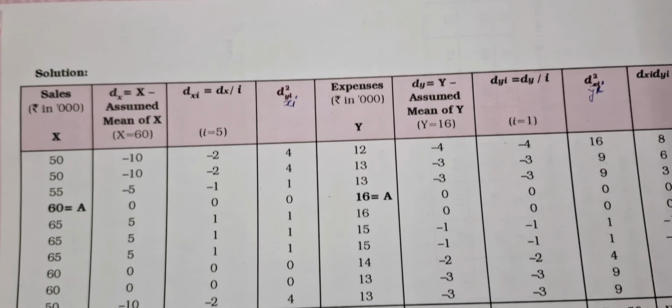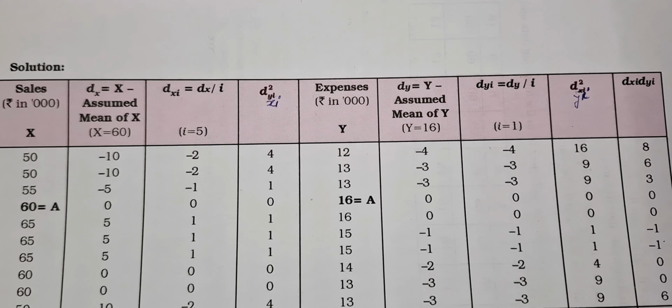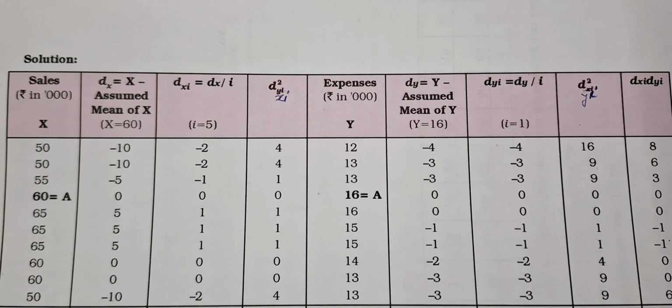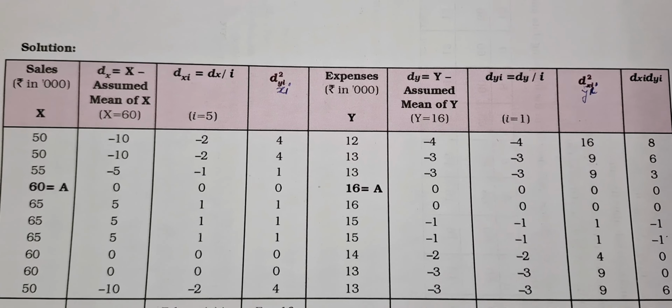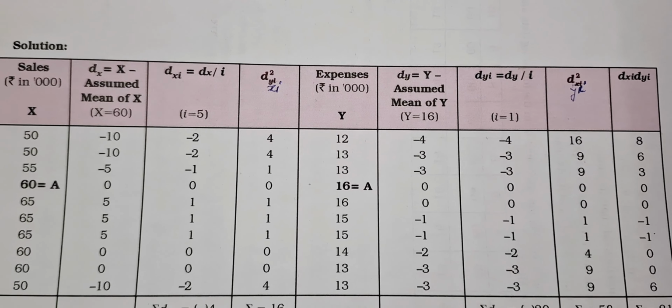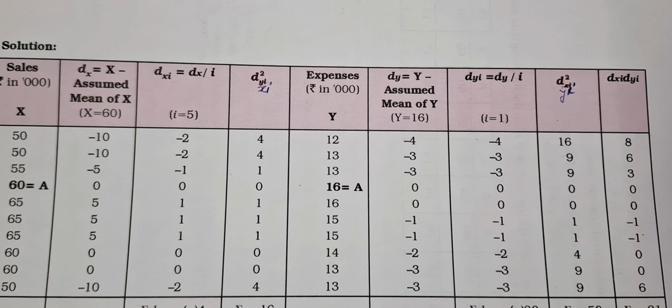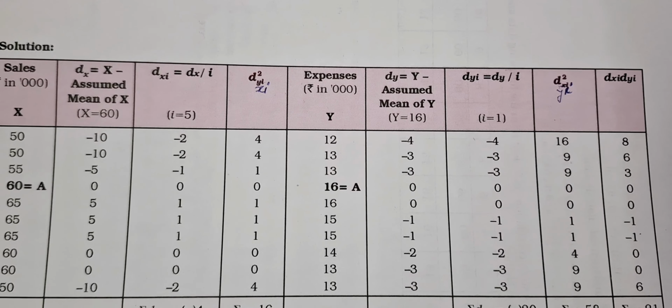Here in the fourth column, we need to find out dxi square. Not yi square. In our textbook there are printing mistakes, so correct it, dxi square. Likewise, in the eighth column, the last second column also, not xi, this is dyi square.